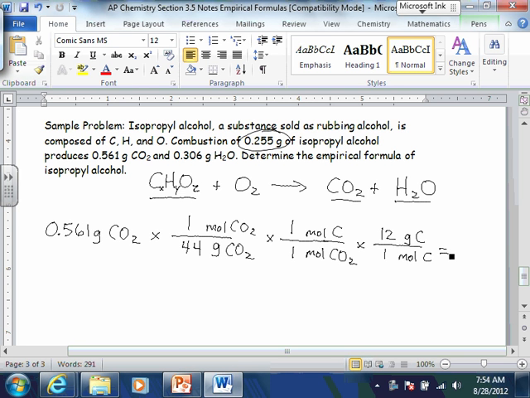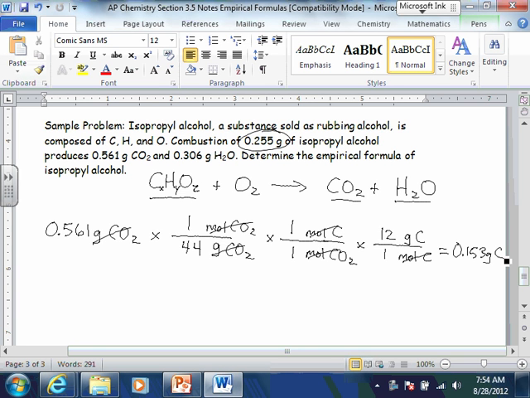Okay, so once we do all of that, cancel everything out, make your respective noises when you cancel. We're going to end up with 0.153 grams of carbon. Okay, so that tells us the mass of the carbon. That's good. We're kind of halfway there.